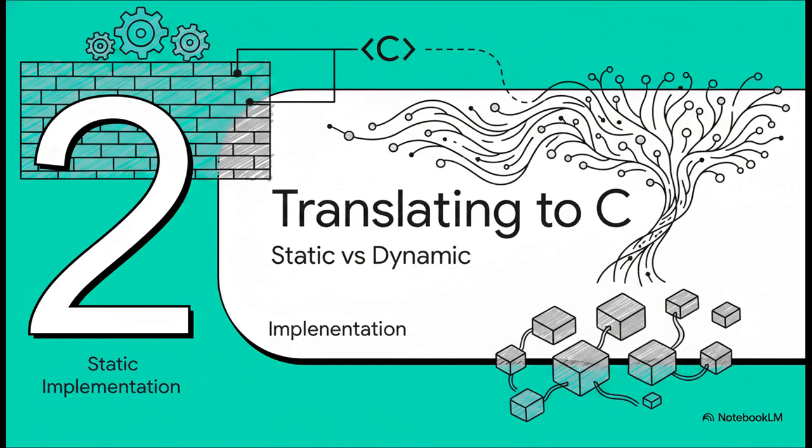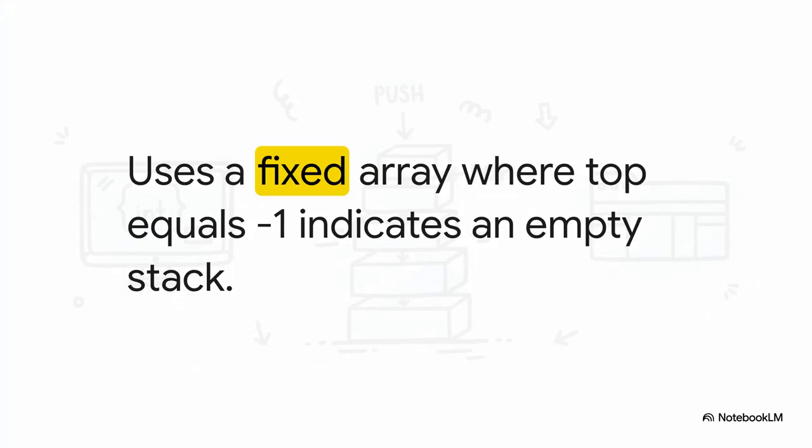Section 2. Translating to C, static versus dynamic implementation. All right, so here's where theory meets practice. In C, a standard static stack uses a fixed array. We might set a maximum size of, say, 5, but the real star of the show here is an integer variable called top. Think of top as our tracker. It keeps tabs on the index of the topmost element. Notice how it starts out set to -1? Well, since arrays in C start at index 0, setting top to -1 is basically the universal signal that our stack is currently completely empty.